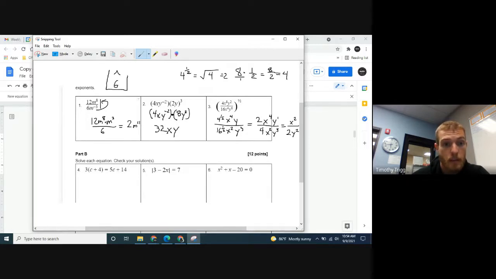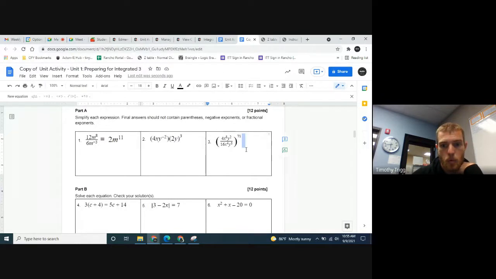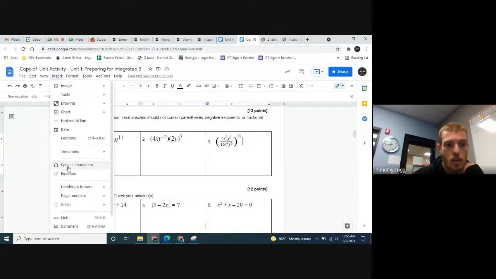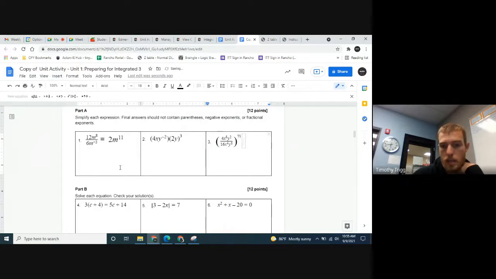So to get this caret, you'll hold the shift button, and then when you press 6, it gives you the upper exponent. Okay. So that's how you write that. This one will have a fraction in it, right? So you'll put insert equation and then equals, and you can put a fraction here.